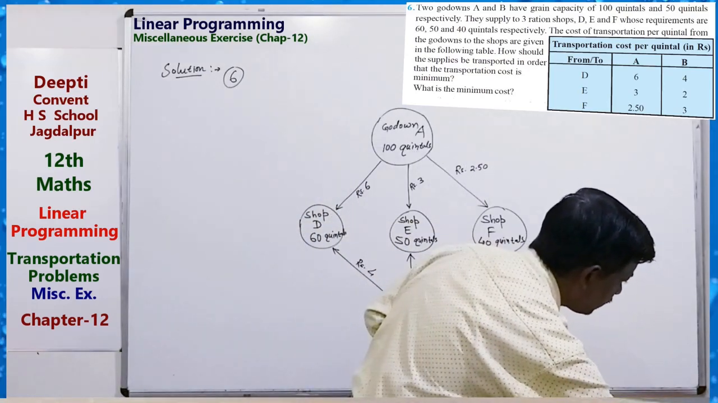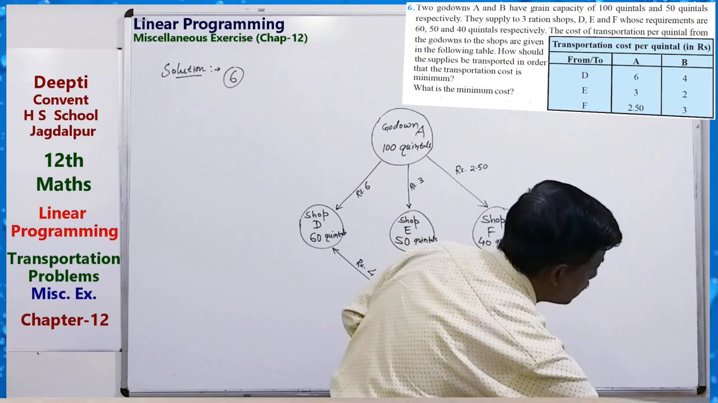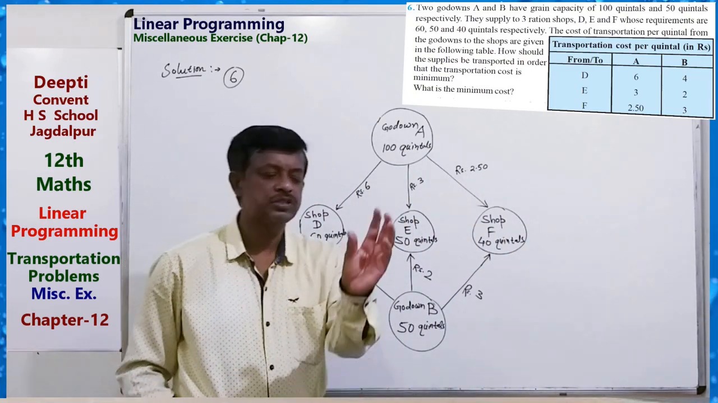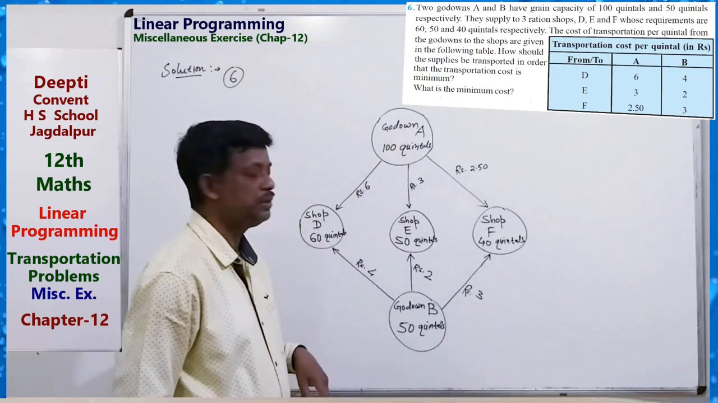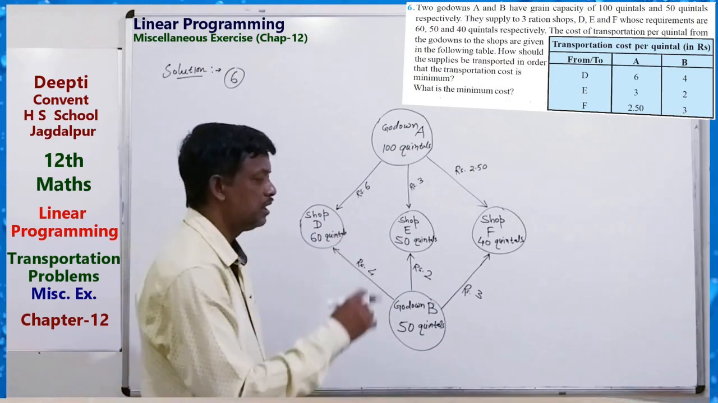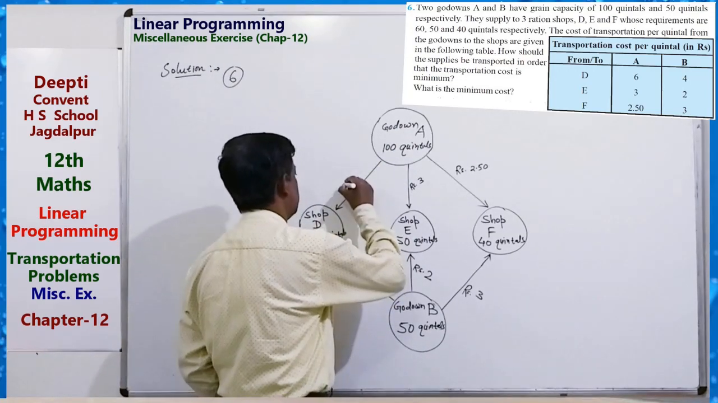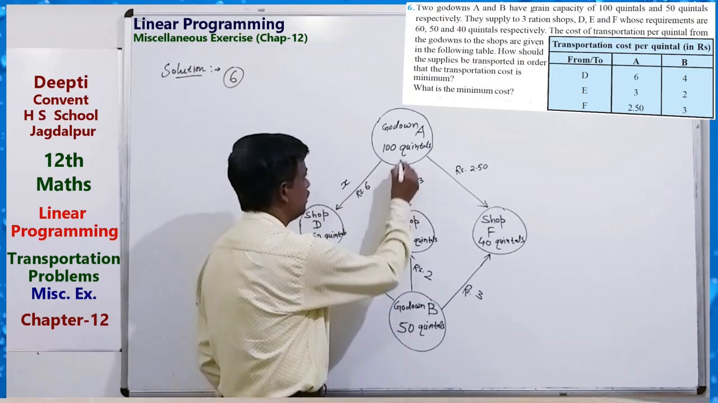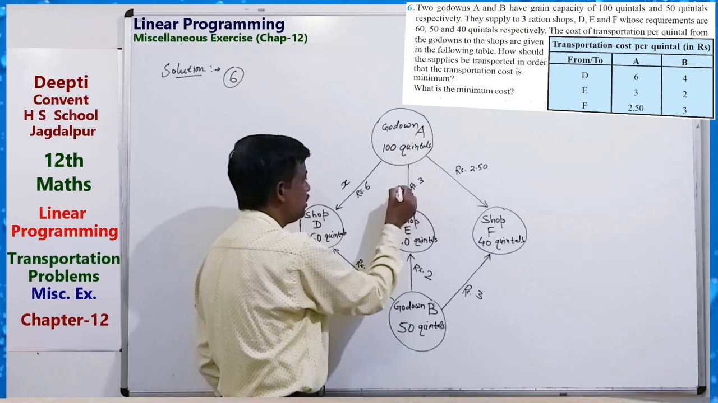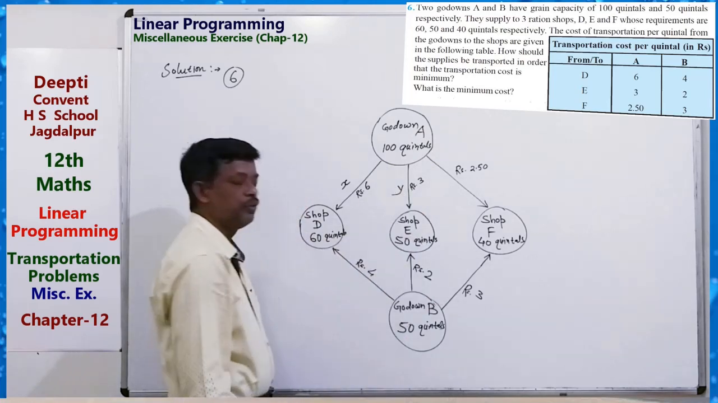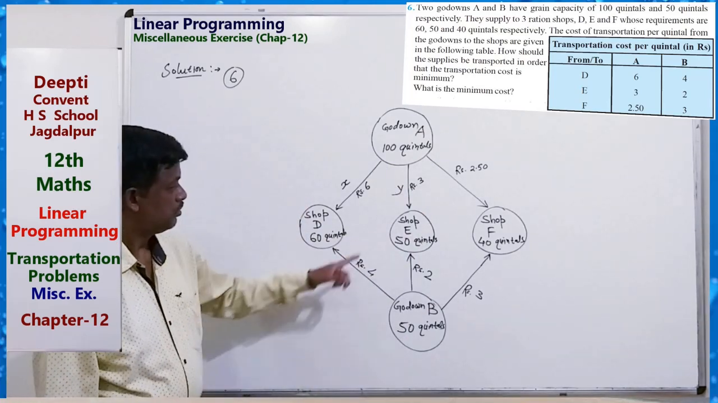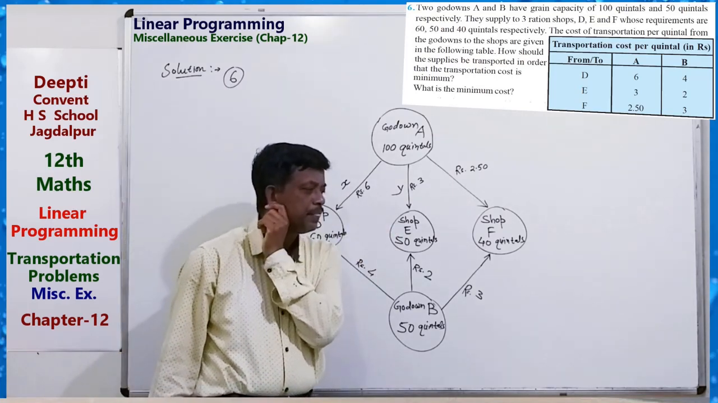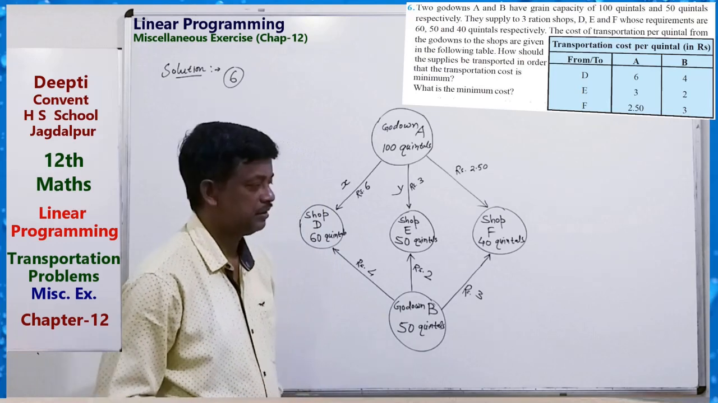And here, suppose the quantity supplied from A to D is x quintals, and A supplies to E y quintals. Clear? D and E.